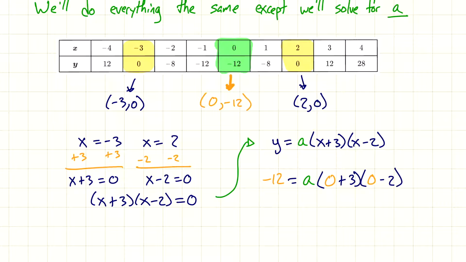All right, and then let's just simplify this. So this is negative, I'm going to rewrite this, negative 12 equals a times, so 0 plus 3 is 3, and then 0 minus 2 is negative 2. All right, so you'll notice I'm still keeping the parentheses. I still need to know this is multiplication. You are not subtracting these. This is not 3 minus 2. So I encourage you to always keep the parentheses until you've completely multiplied everything out. All right, so at this point, 3 times negative 2 is negative 6. Right? So this is negative 6 times a.